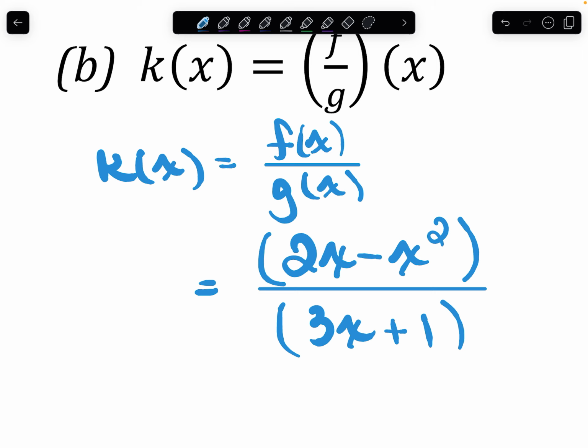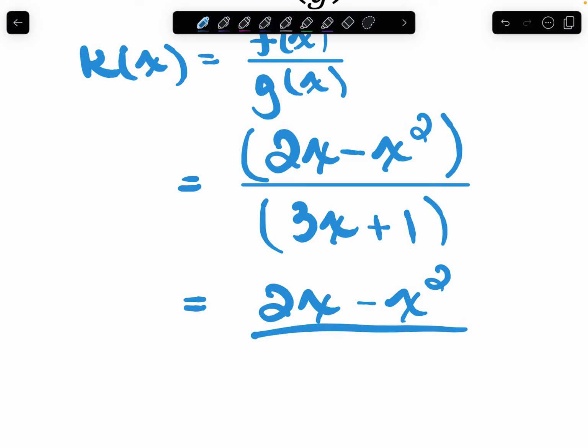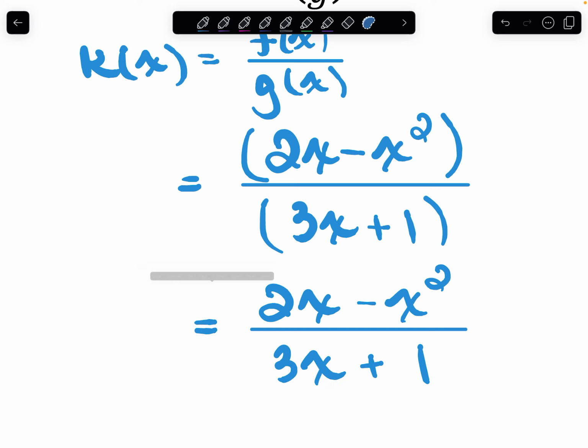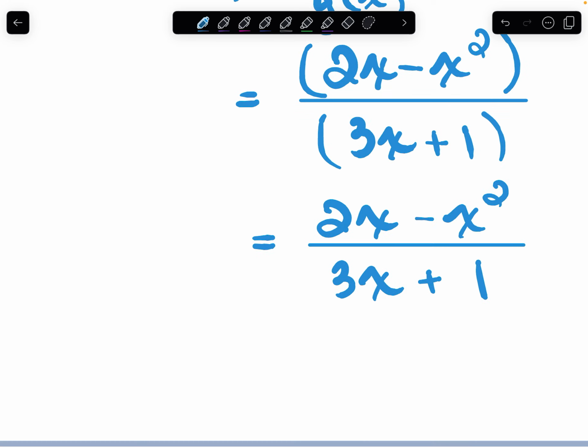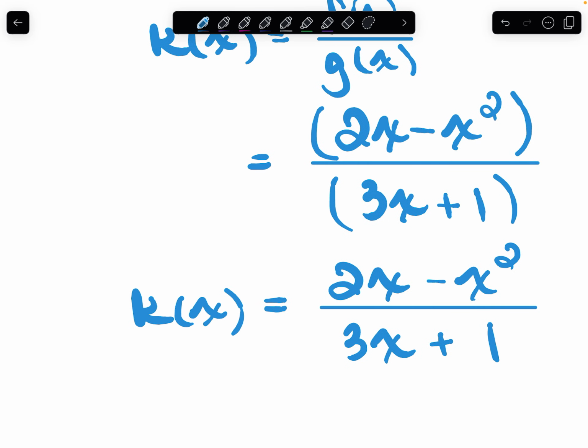So if I look at this, those parentheses are not needed, so I'm going to just drop them. 2x minus x squared all over 3x plus 1. If I look at this, there is no algebra we can do with this. There's no combining, no nothing. So this is as simplified as I can make the function, which I asked you to call k. So this is our k of x.